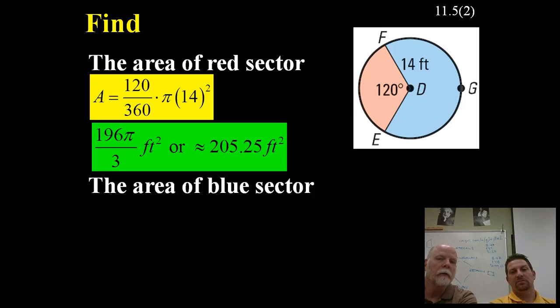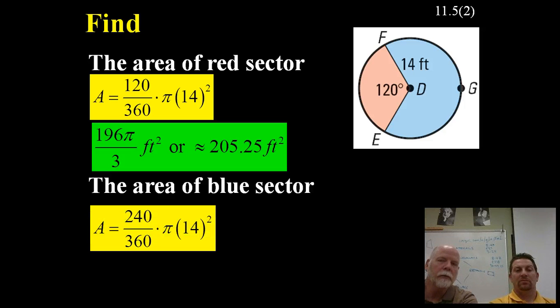Or if the pink part is 120 degrees, then that means that the blue part has to be 240 degrees. Or in other words, if the 120 over 360 was 1/3 of the circle, then the 240 over 360 is 2/3 of the circle. So you could do this a couple different ways, but we're going to do it the straightforward way with the formula.